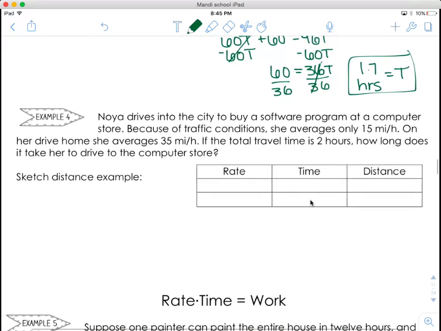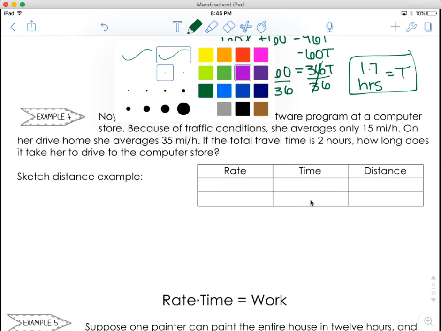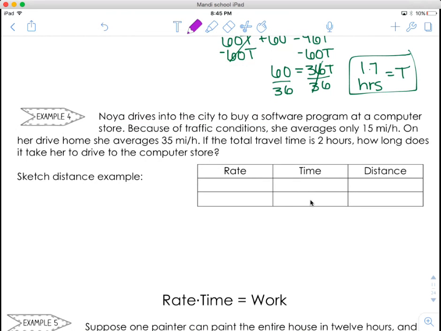Okay, one more example. Noya drives into the city to buy a software program at a computer store. Because of traffic conditions, she averages only 15 miles per hour. On the drive home, she averages 35 miles per hour. If the total time is 2 hours, how long does it take her to drive to the computer store? How long? Okay, so let's see what's happening.